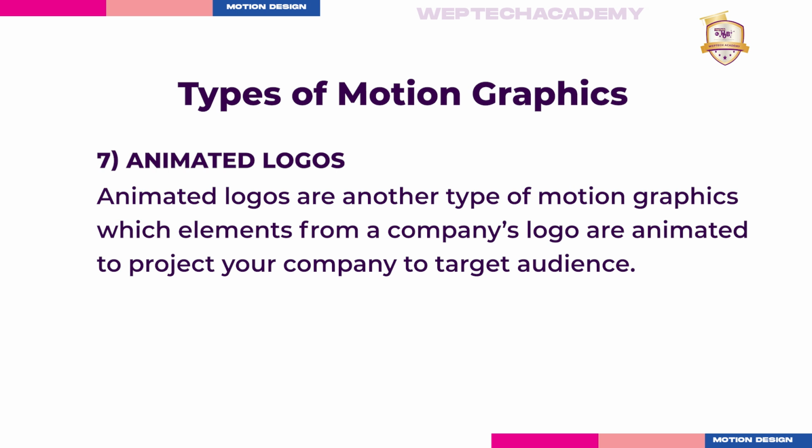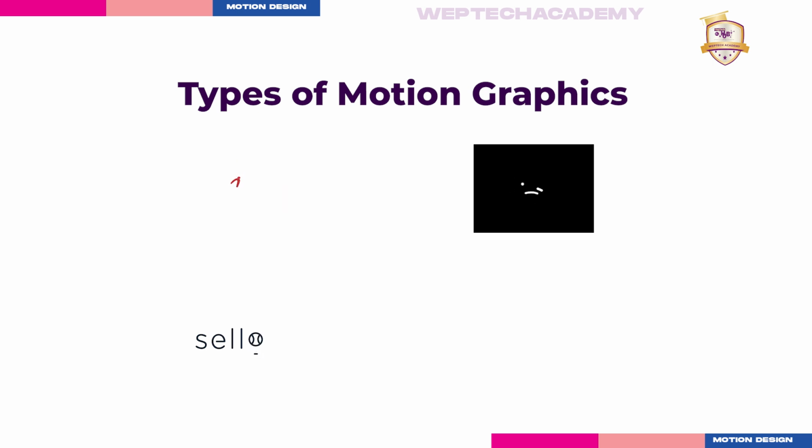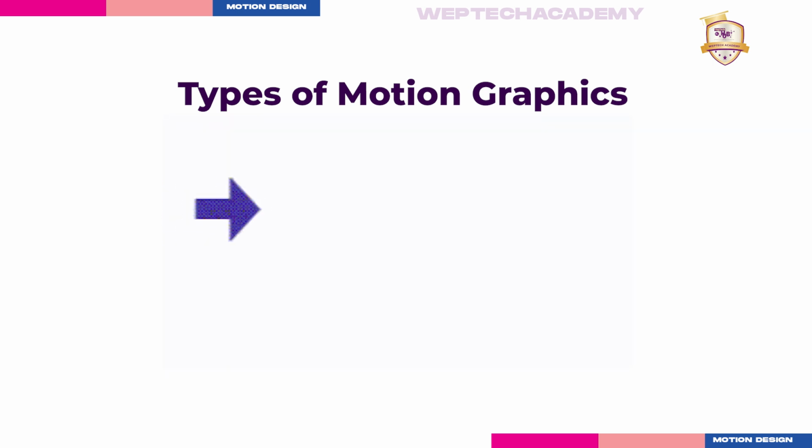You may have seen some big brands like Nike, Pepsi, Samsung or Apple having animated logos, presenting elements of their company's logo in an animated way to their target audience. So these are some basic examples of animated logos, as you can see there.